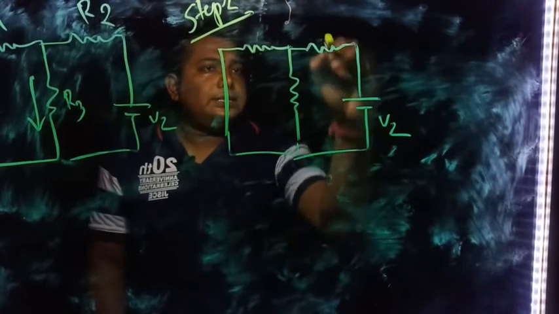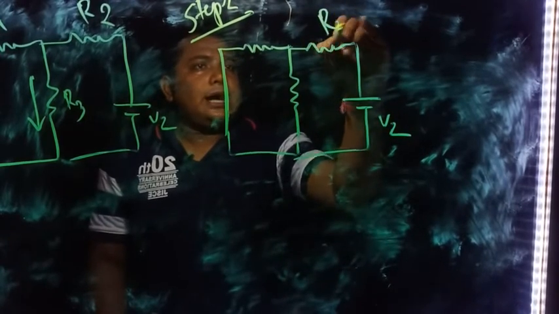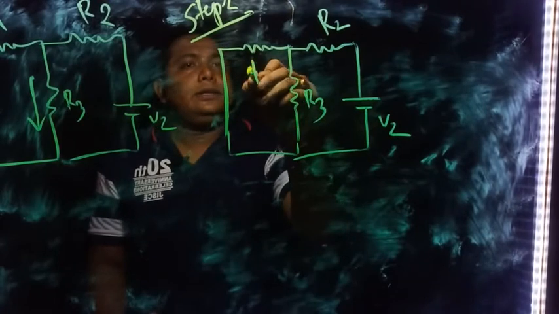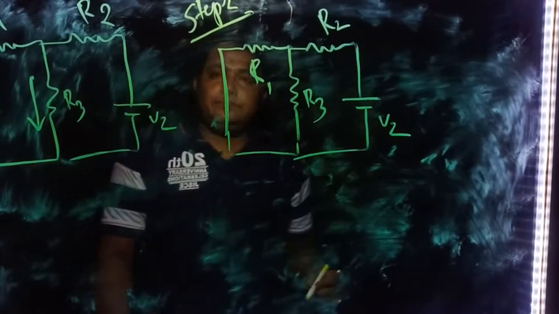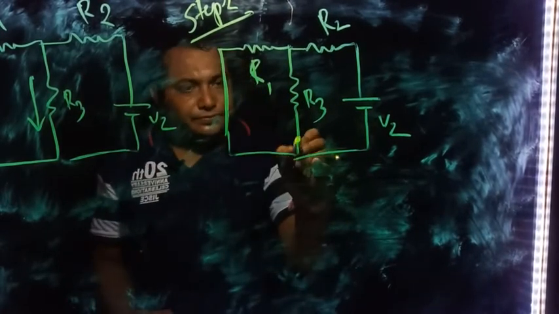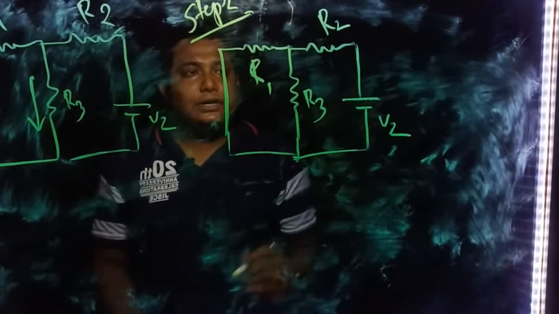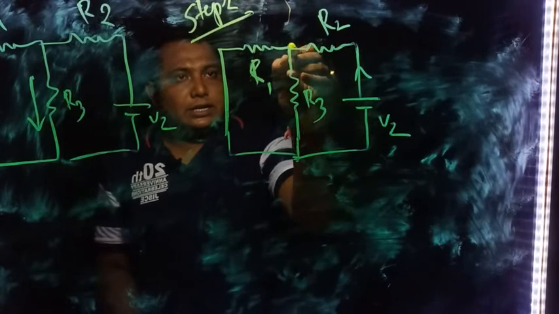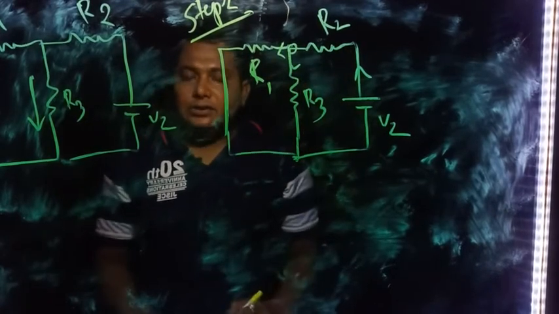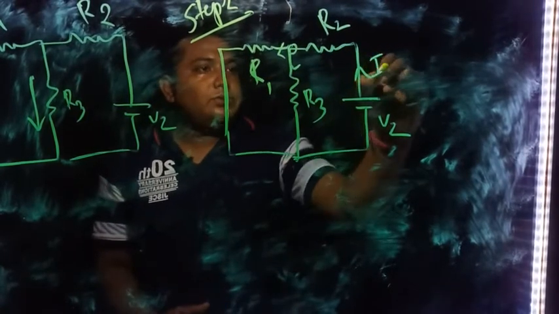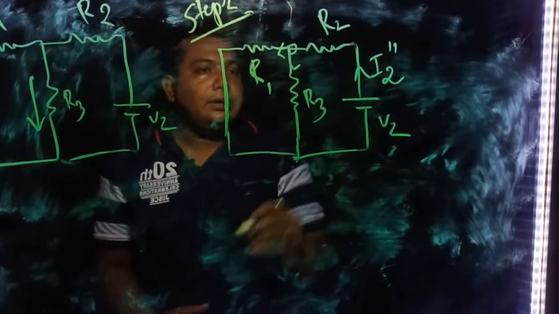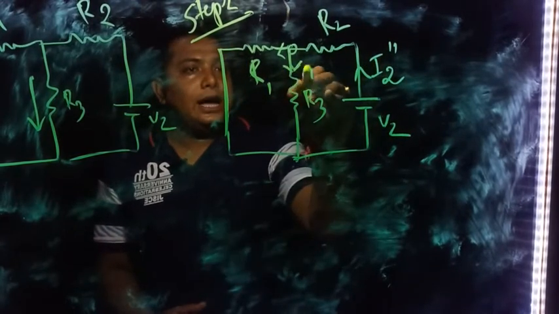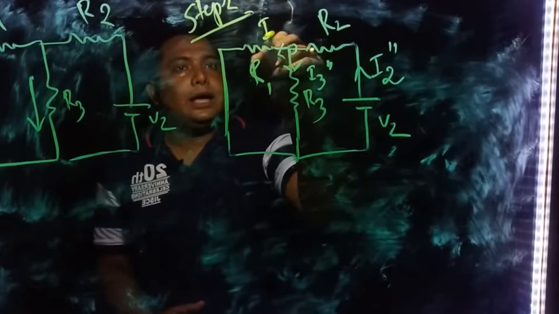So we are considering this is V2, this is R2, this is R3, this is R1. Okay, so now we have to find out the current produced from here. That current is coming to this node, then it is dividing. So again give some names. For simplicity, this is I2 double bar, this is I3 double bar, this is I1 double bar.